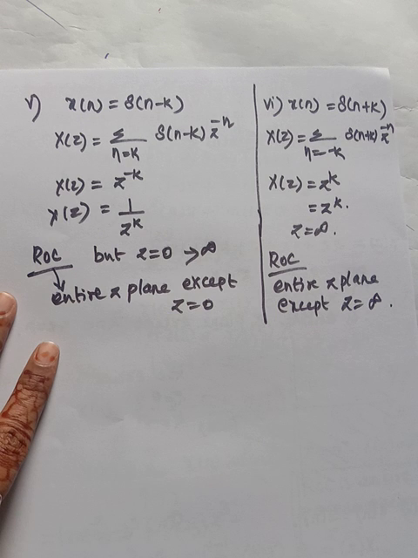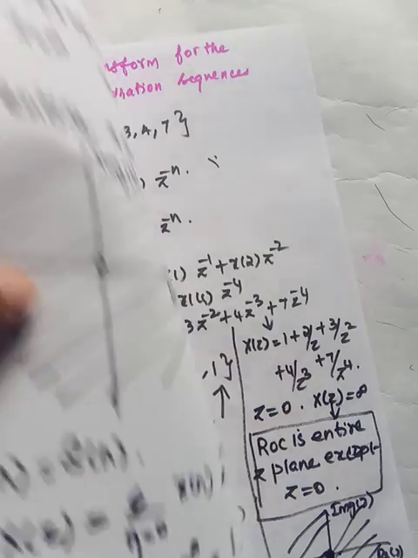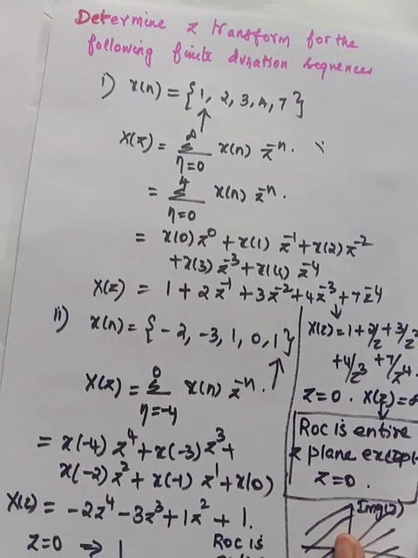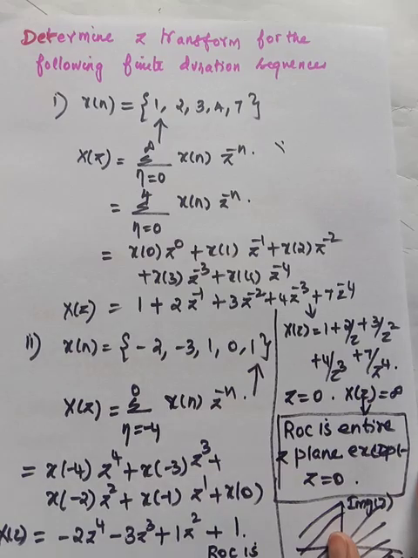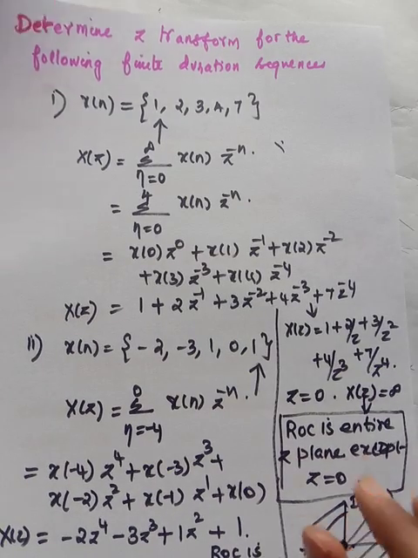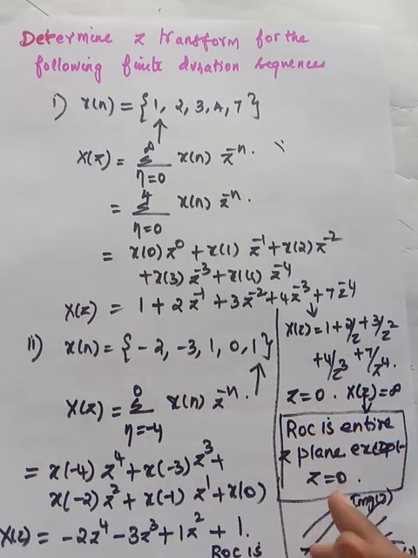So this is what we have for finding the region of convergence for finite duration sequences. So far we have seen how to find the z transform for the finite duration sequence. In the next video we will discuss how to find the z transform for the infinite duration sequence.